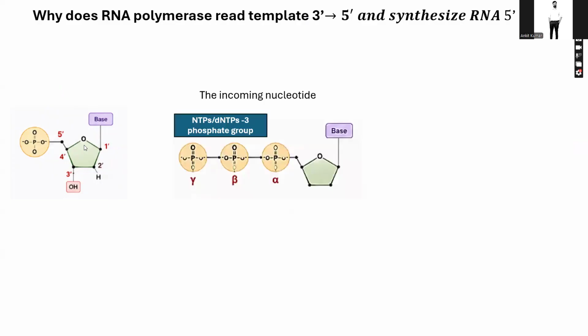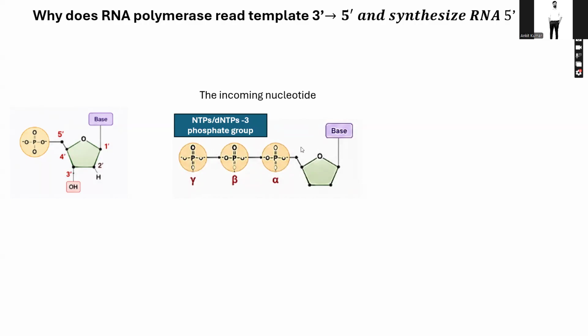Now, coming to the next part, that is very important also. Why does RNA polymerase read the template strand 3 prime to 5 prime and synthesize RNA from 5 prime to 3 prime? As we have seen, these are the nucleotides of the DNA, and once the incoming nucleotides come, like NTPs and dNTPs, they contain 3 phosphate groups, right?